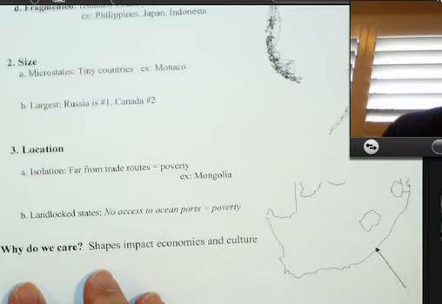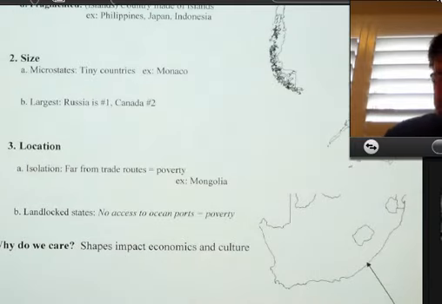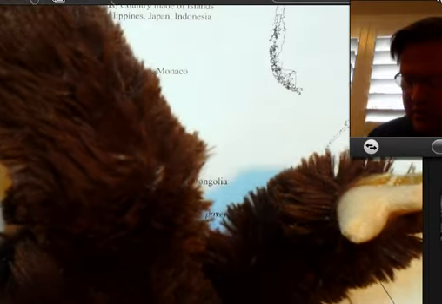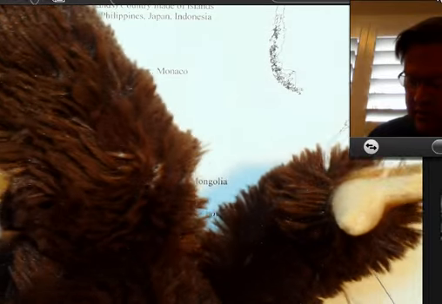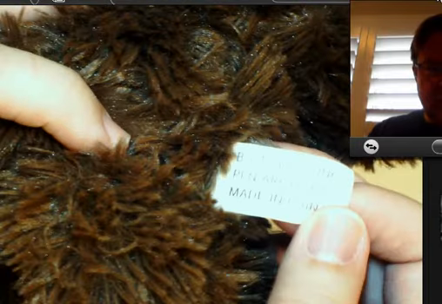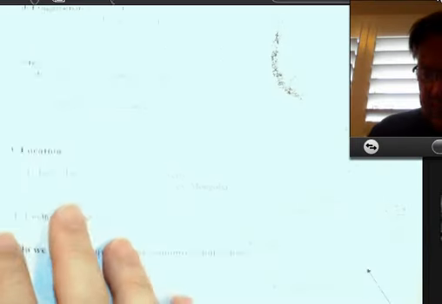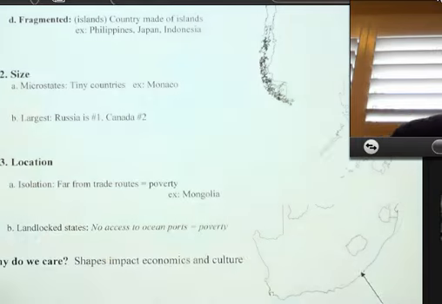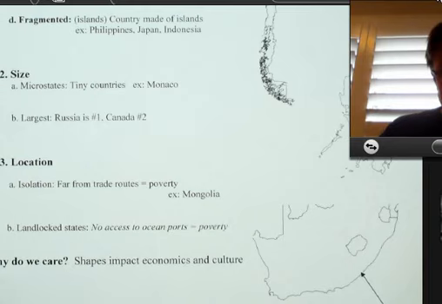Location has an effect, meaning where a country is located. If it's far away from trade routes, it creates poverty. Example, Mongolia. When was the last time you bought something made in Mongolia? Let's check the monkey. Where was it made? China. Very good. China has huge ports on the Pacific, Shanghai for example, so they can ship their goods easily to the rest of the world. Mongolia doesn't have any ports, so not too many Mongolian products in our house.